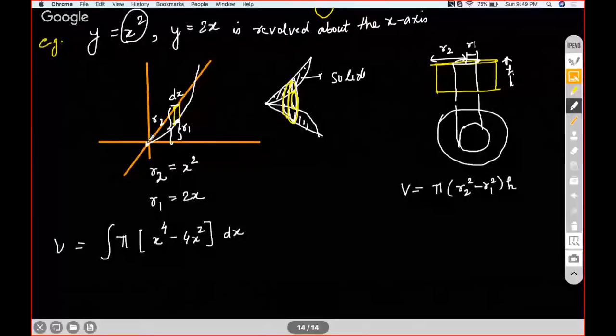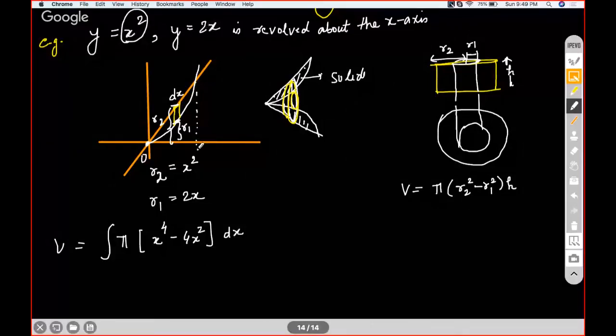So where will it meet? At 0 it will meet, and at 2 it will meet. But won't that give you an integral of volume? No, this is pi times R2 square minus R1 square, into height h. So if you integrate that whole thing, won't you have to integrate the left hand side also? Integral of this will only give me the volume, right?